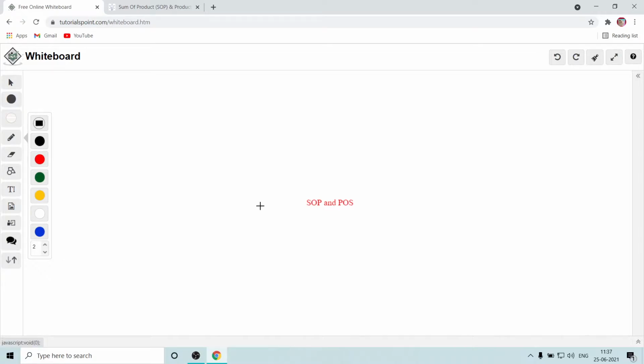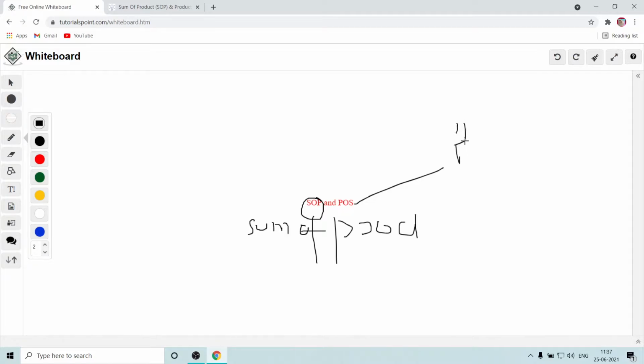So when we say SOP, this SOP means sum of product, and POS is product of sum form. Okay, so this is the basic difference between SOP and POS.